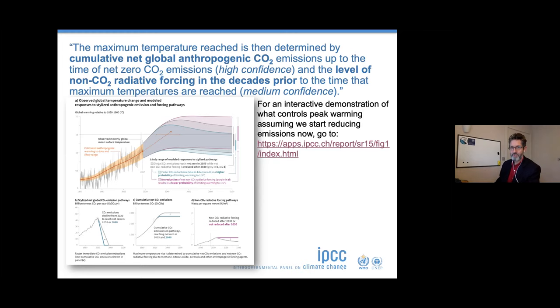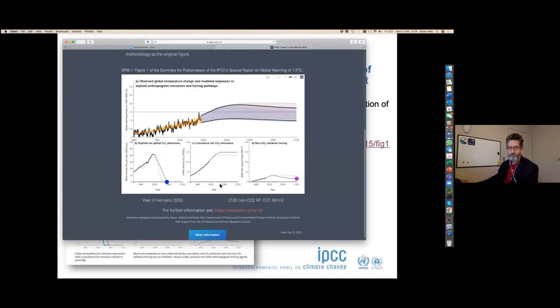And just to get a more intuitive feel for this, we can go to this website here, which I encourage you to go to and show to your students and so on. It allows you to play around with the main drivers of maximum warming. You'll recognize, I hope, this figure from the previous one, which shows observed warming in black, human-induced warming in orange, coming past 1 degree in 2018. It's now getting well past 1.1 degrees.